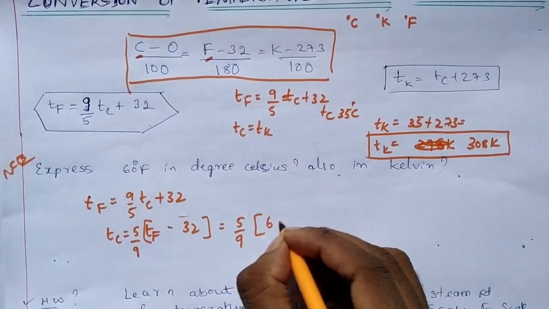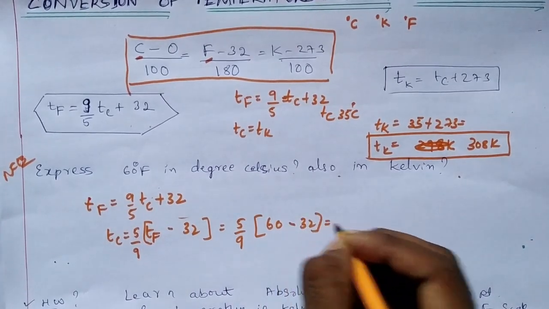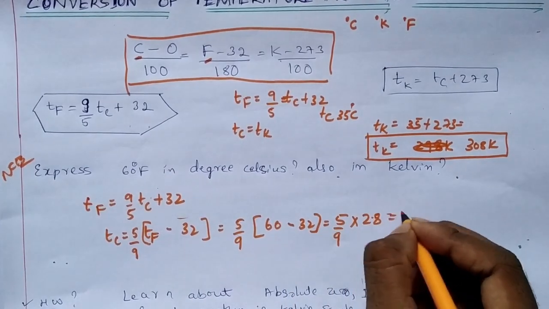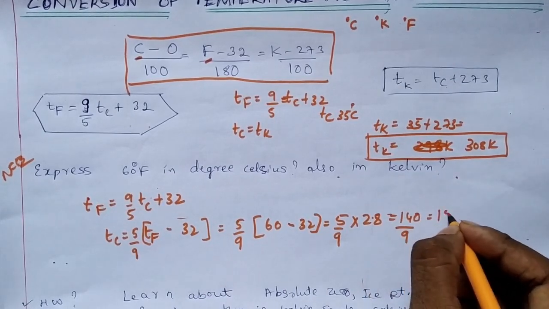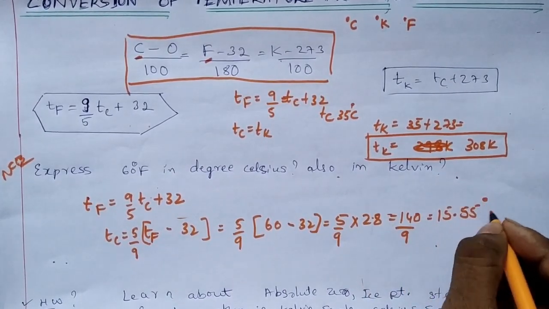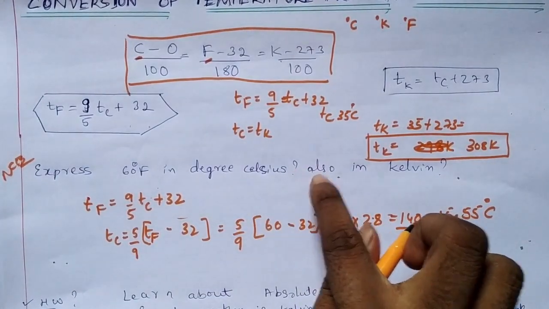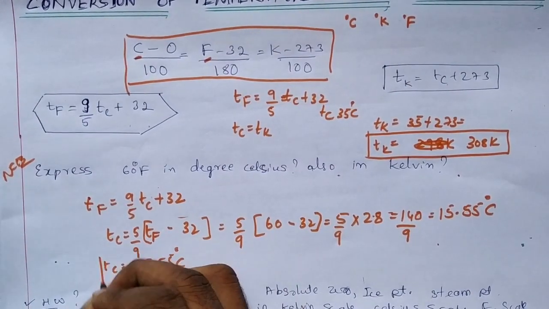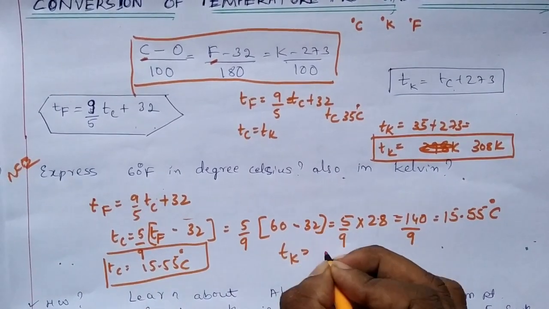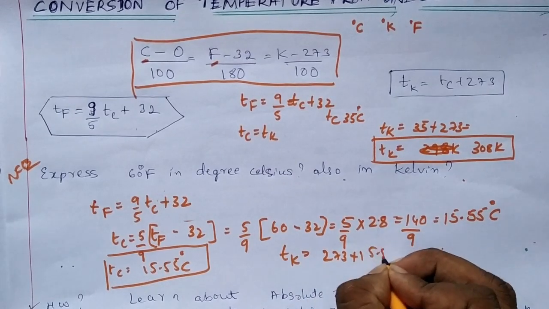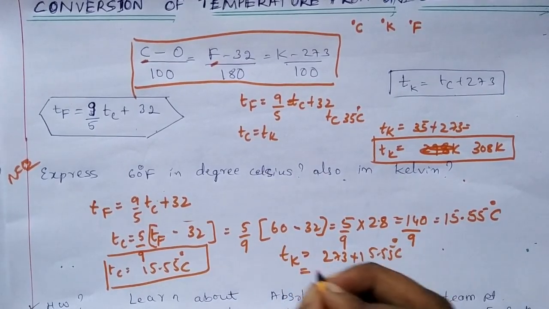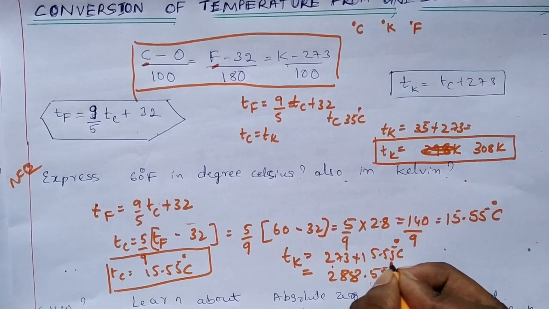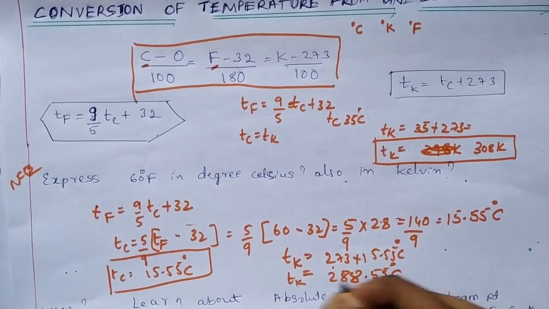TF is 60 degrees, they have given, minus 32. 60 minus 32 is 28. This will be 5 by 9 into 28. 5 eights are 40, so this will be 140 divided by 9. 9 fifteens are 135. So the answer will be 15.55 degree Celsius, because it is the Celsius scale. Now we also have to convert it into Kelvin scale. Since TC we got 15.55, how to convert it into Kelvin scale? We have to add 273 to the 15.55 degree Celsius. So 273 plus 15.55 becomes 288.55. This will be the answer in Kelvin.